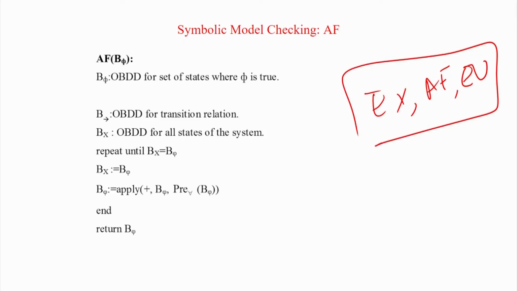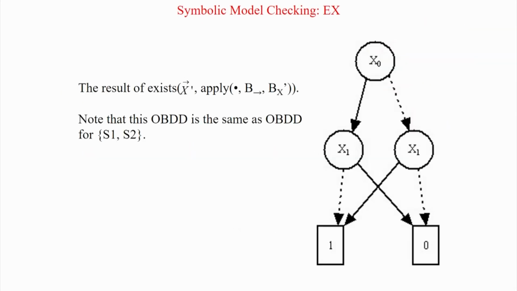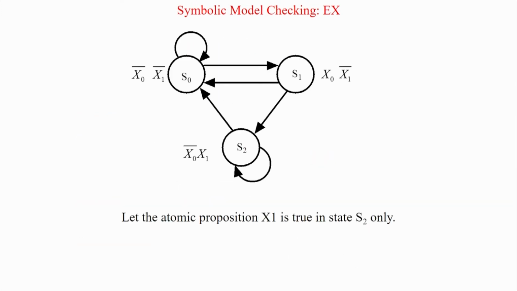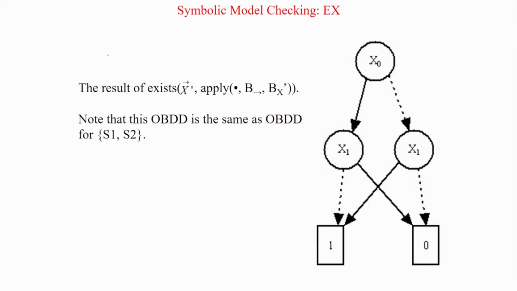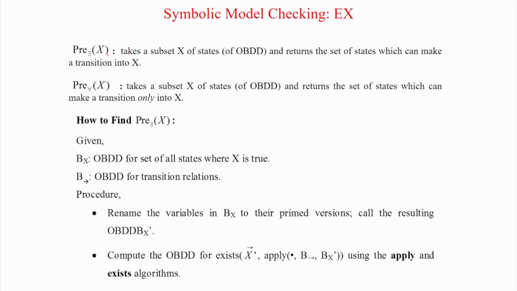So, EX we have already discussed last day. EX means that from any state, say this one, in the next state, that is because of X, some formula should hold. Basically this is nothing but your existential quantifier, as we did last time, so we generally call it the existential quantifier. So, pre of X.